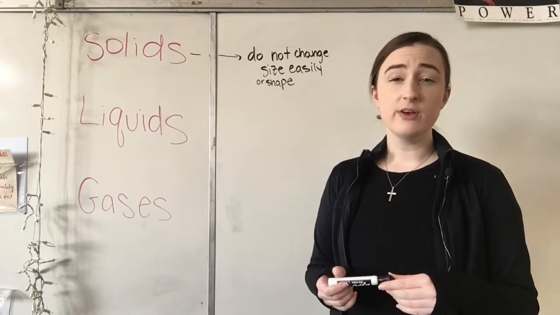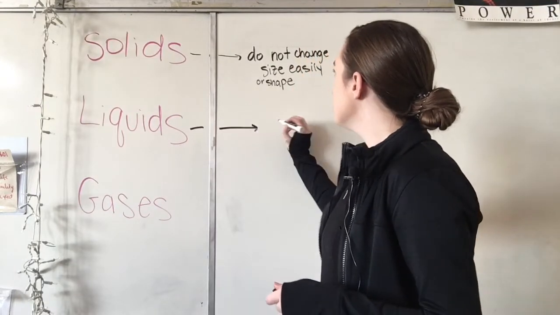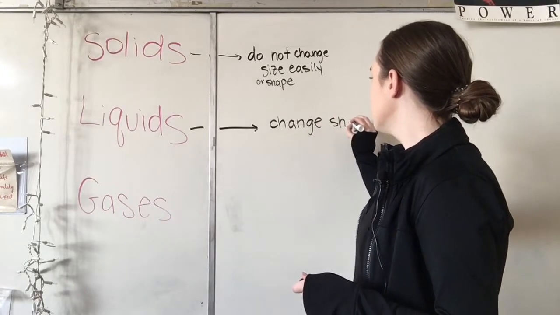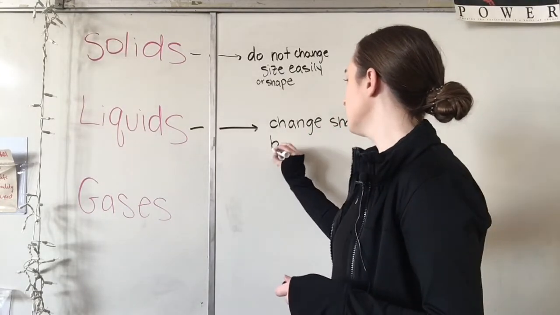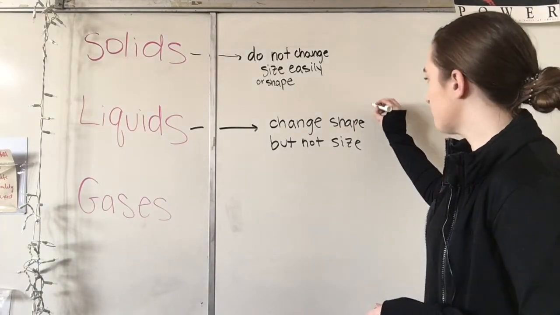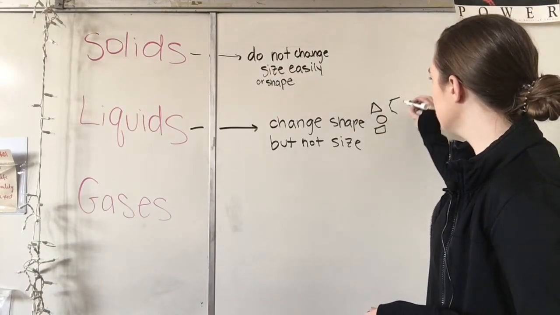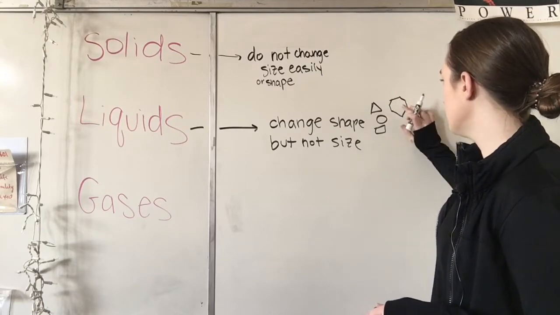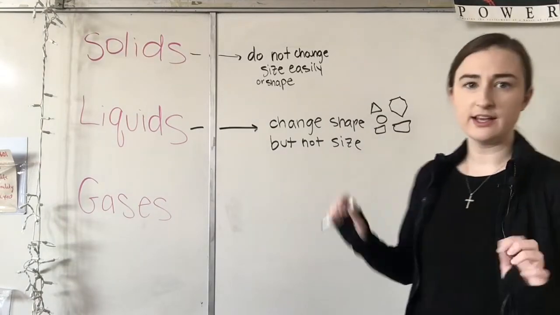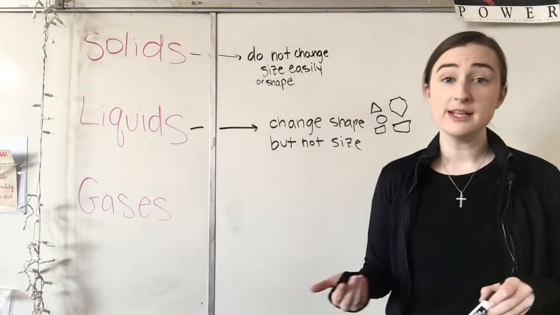Now, this is a little different when we're talking about liquids. Liquids change shape, but not size. So liquids can be a triangle, a circle, a square, let's say a hexagon, or any other weird shape. Looks kind of like a square, but whatever. You can have all of these shapes in a liquid. It just depends on the container.